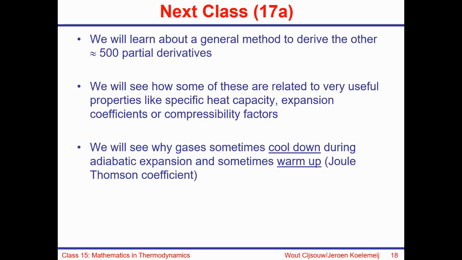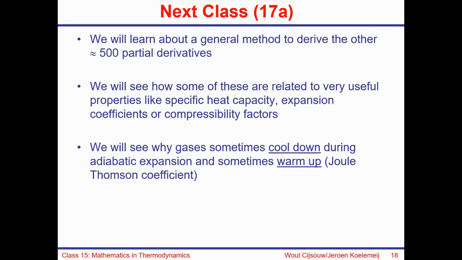Now in the next class, we will learn there's actually more to it. There's much more than the four Maxwell relations. You can do many more things than deriving only the Clapeyron equation. There are, for example, still 500 partial derivatives left unevaluated, and we will learn about a general mathematical approach to derive all these partial derivatives, or maybe not all of them. That's not what we're going to do, but we're going to be able to derive any partial derivative that we would like.